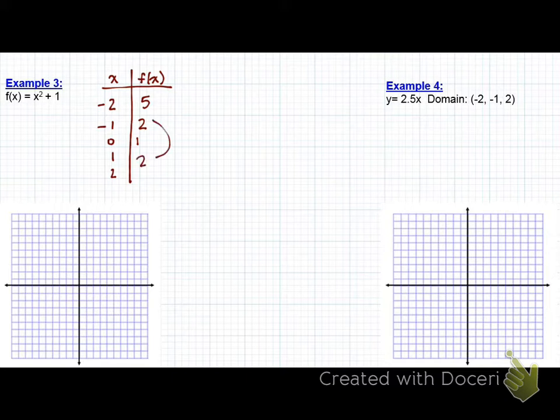Hey, look at that. There is a pattern here. Okay, it's coming back up again. I wonder what's going to be here. I think maybe a 5. Let's see if 5 works.